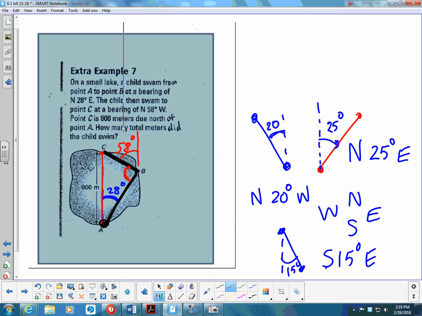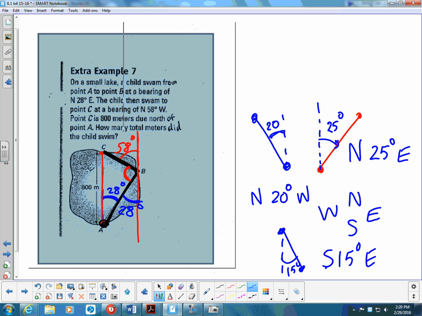Well, let me give this as a hint. If I draw this line in right here, this north-south line, what would be this angle here? Why 28? Opposite angle or something. What is it? Coterminal. Not coterminal. Interior? What kind of interior? Alternate interior angle.